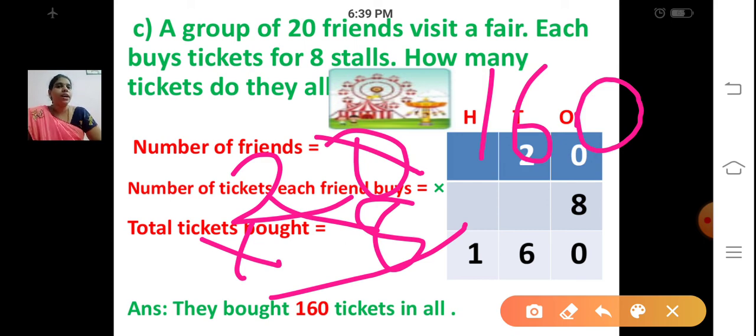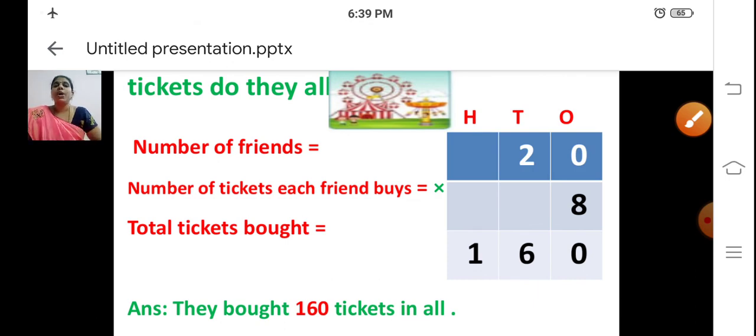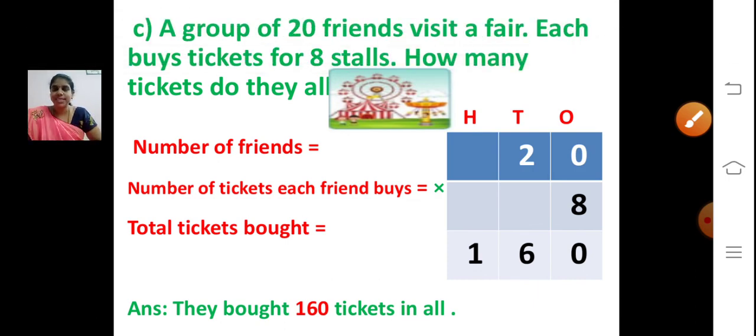So we know one friend is buying 8 tickets for 8 stalls, right? So we are going to find out the total number of tickets. Altogether there are 20 friends, right? So 20 into 8. The answer is 160. So they bought 160 tickets in all. They bought 160 tickets in all.